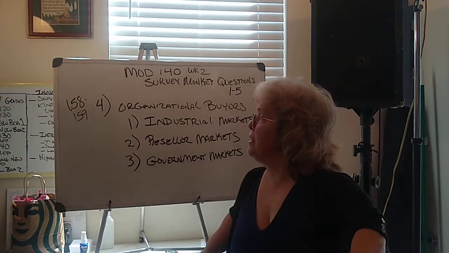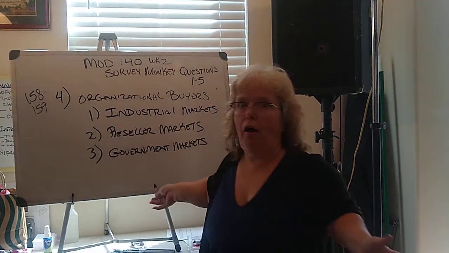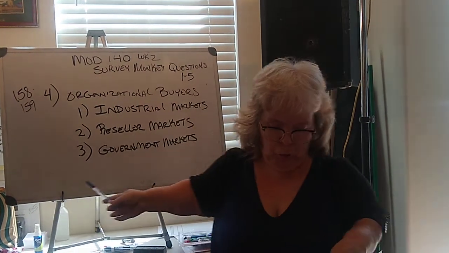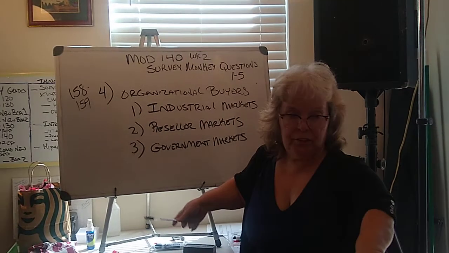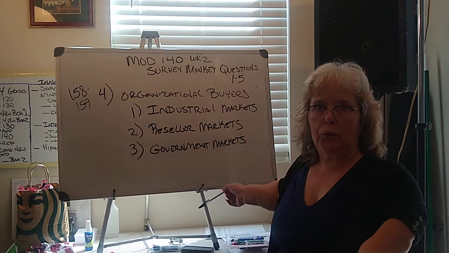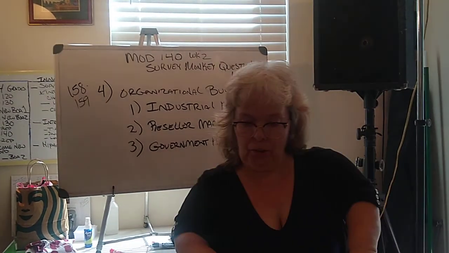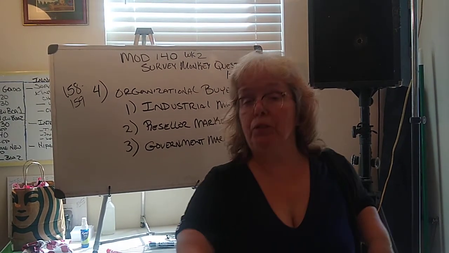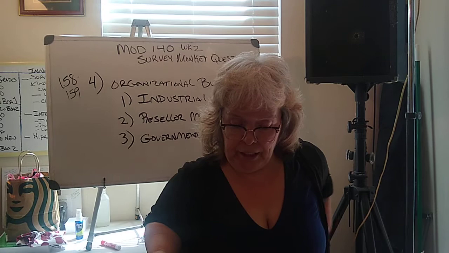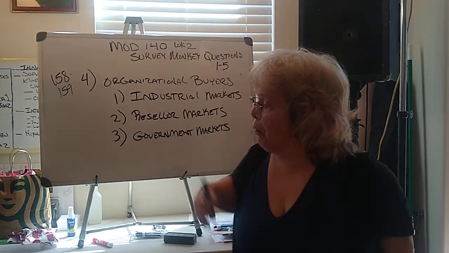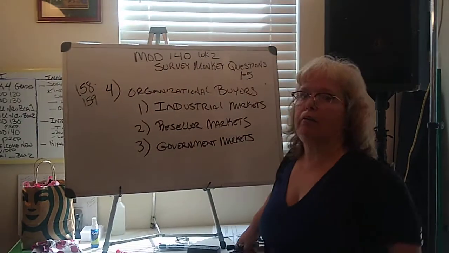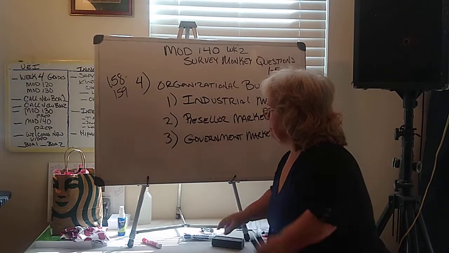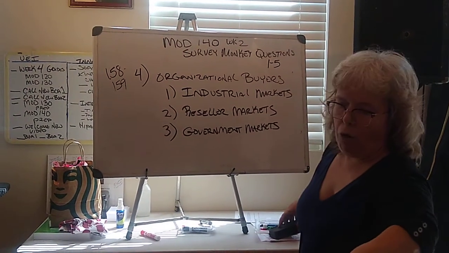Like industrial markets, these are markets that produce a product of some kind. Resellers, we know what these do. These are your markets and your stores that resell. And then, of course, we know what government units are. These are the government agencies, including schools, the post office, and other types of government-run organizations. Okay. That was number 4.